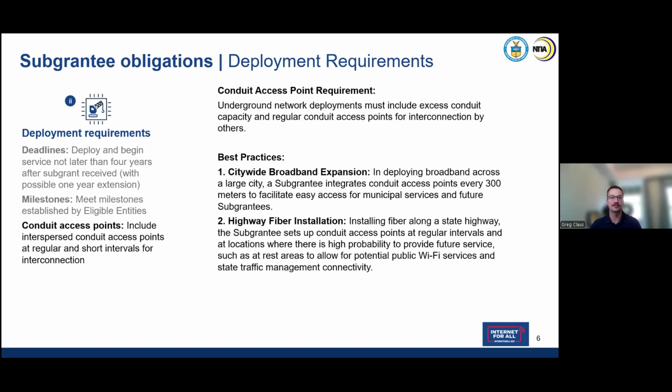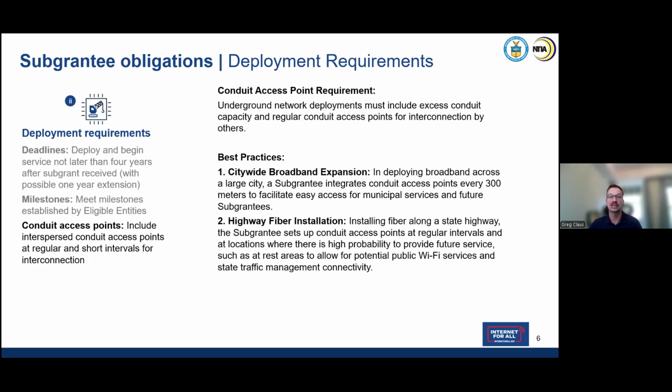Conduit access point. The requirement is that underground network deployments must include excess conduit capacity and regular conduit access points for interconnection by others. So prospective grantees should propose a plan for the placement and interval of conduit access points in their application, ensuring enough capacity for future expansion and access.